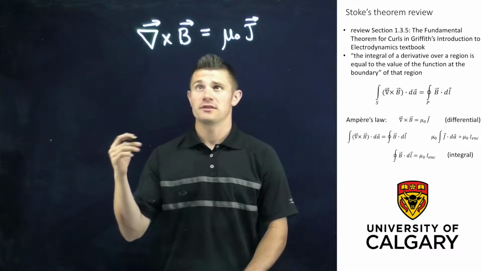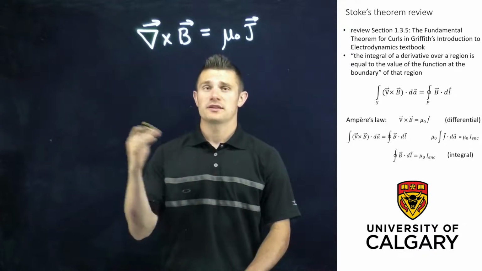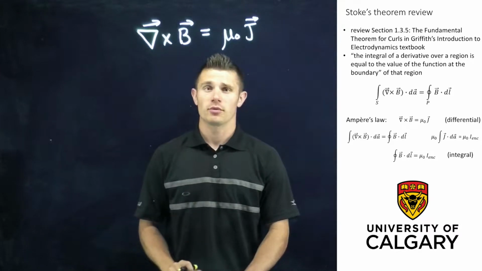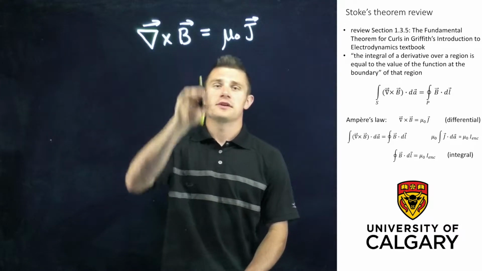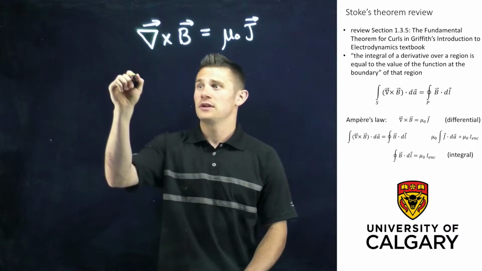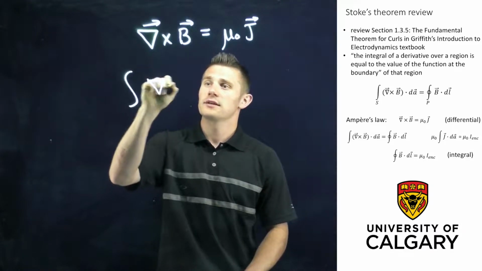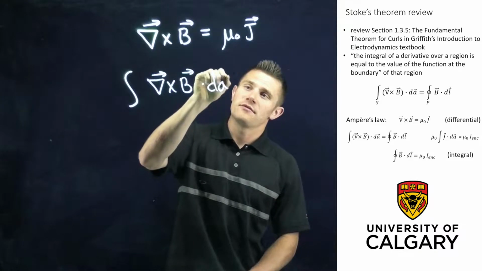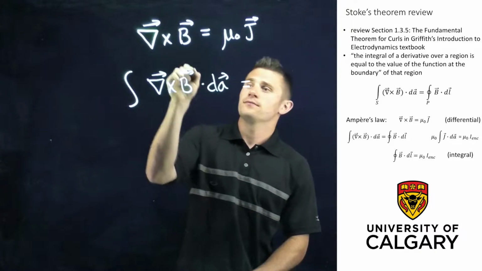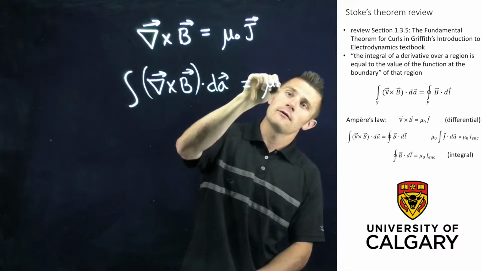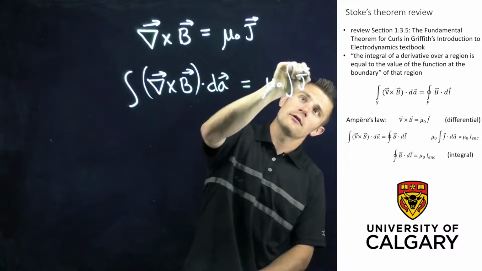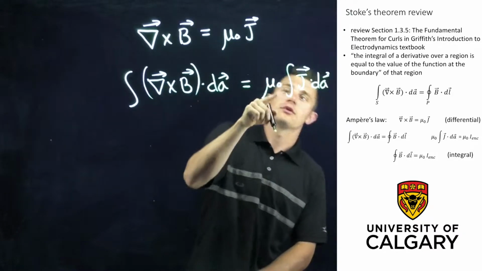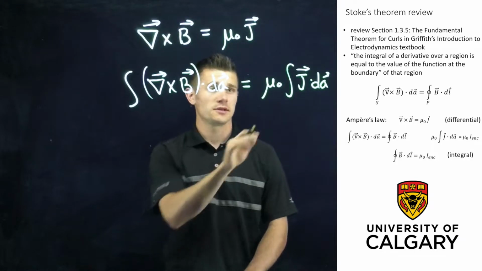Similar to Gauss's law, we'd like to use the integral form so that we can exploit some symmetries and work through some problems. What we want to do is convert this to an integral form. So we start by taking the integral of both sides times the infinitesimal unit area vector, where I can pull the mu naught immediately out of the integral because it's constant.